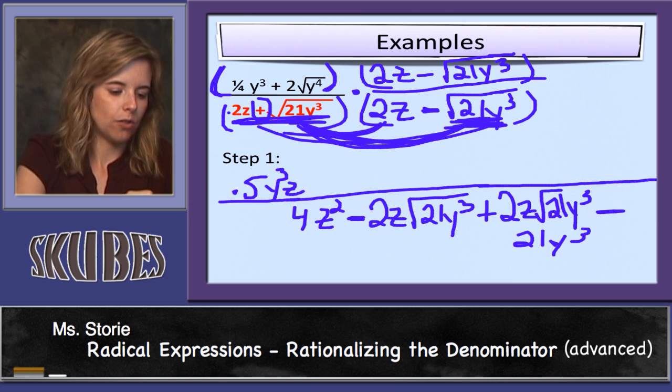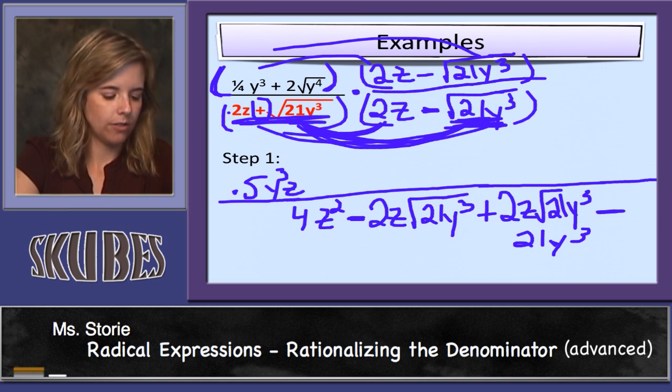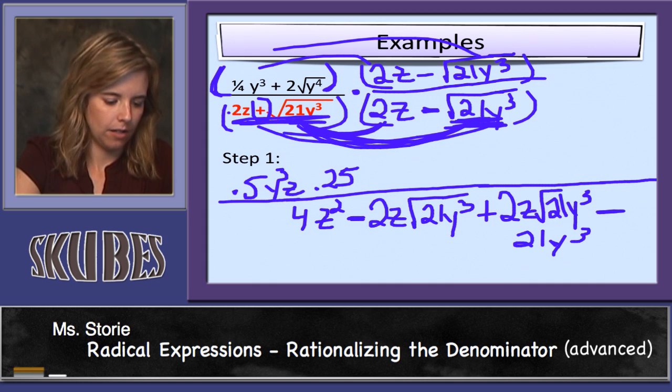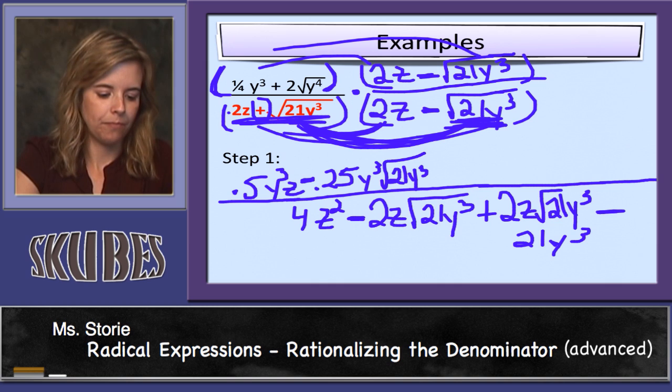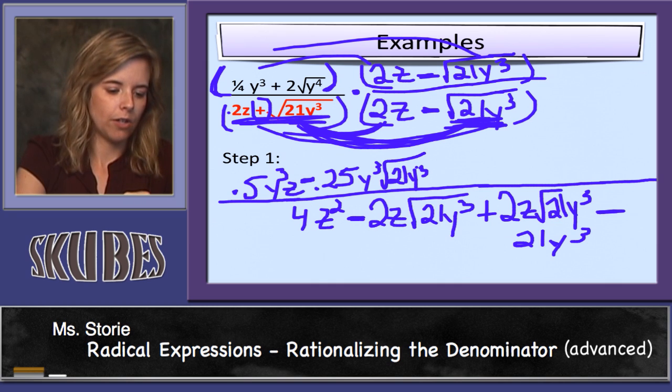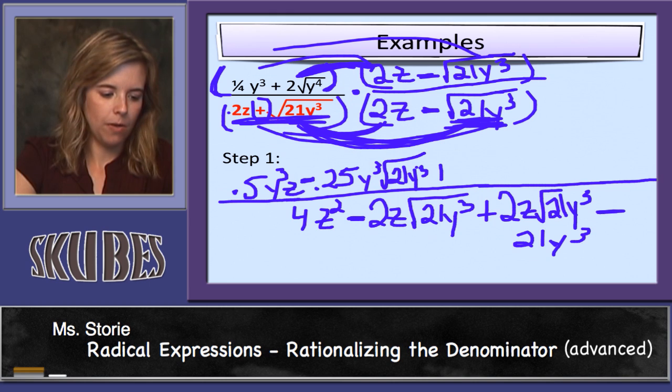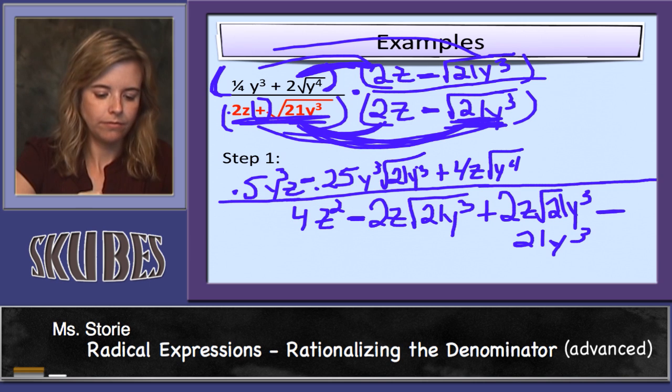And then you did this, now you have to do your last. You're going to have 0.25, and it's going to be a negative, because you have a negative here. Negative 0.25 y cubed, radical 21y cubed. Now we're going to focus on our inside ones. So we're going to do these right here. It's going to be a positive. 2 times 2 is 4, z, and then you just have your radical, y to the 4th.